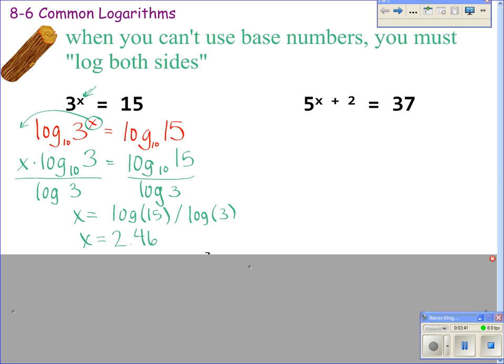All right, so next problem. 5 to the x plus 2 equals 37. Again, we can't change both sides to the same base numbers. In fact, 37 is a base number and 5 is a base number, and they're not equal. So we're going to log both sides. Now the exponent, just like we learned yesterday, gets to move. And when you have something with a plus or a minus in it, like we do in this case, you do want to put parentheses around it.